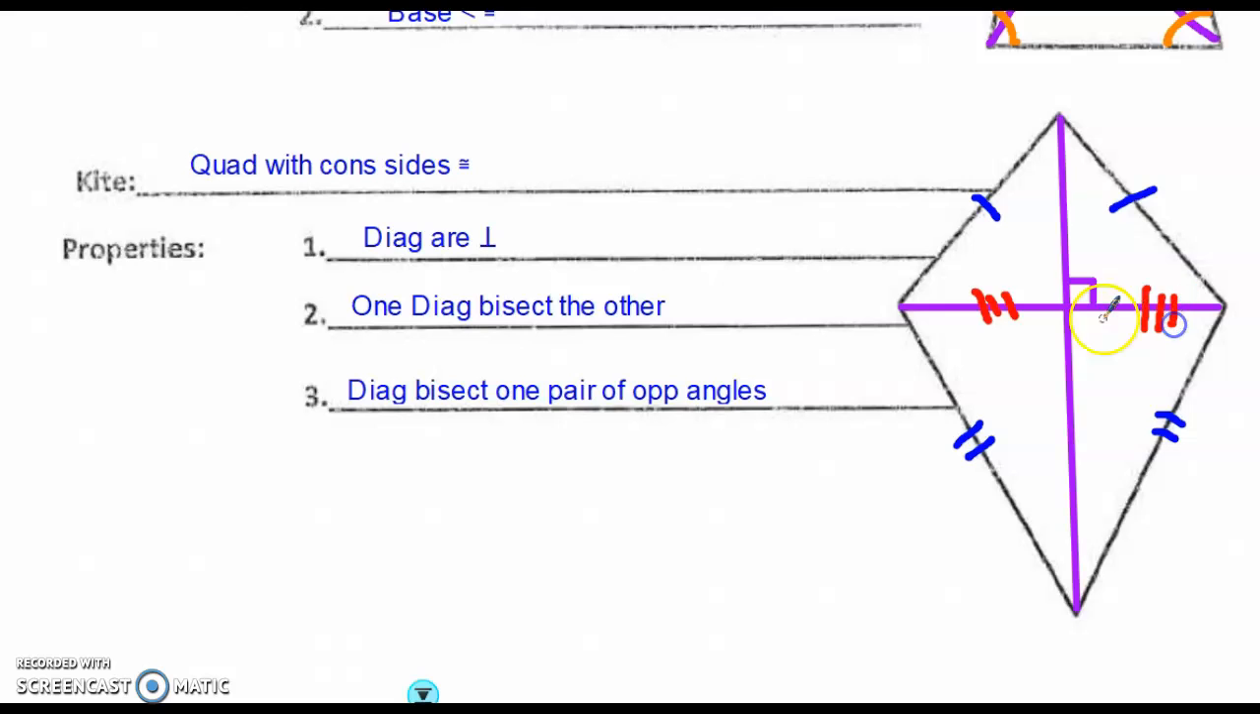And notice I'm using 3 hash marks this time. But notice the little guy does not bisect the big one. It intersects it, but it doesn't bisect it, and we do have a right angle right here. Okay, great. And remember in the rhombus when the diagonals bisected opposite angles? So diagonals bisect a pair of opposite angles.